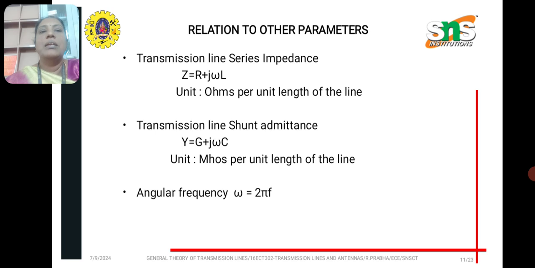The transmission line parameters are related to other parameters. Transmission line series impedance is given by Z, and it is equal to R plus j omega L, and its unit is ohms per unit length of the line. Next is the admittance. Transmission line shunt admittance is given by Y is equal to G plus j omega C. The unit is mhos per unit length of the line, and here G is the conductance, C is the capacitance, and the angular frequency omega is given by 2 pi f.